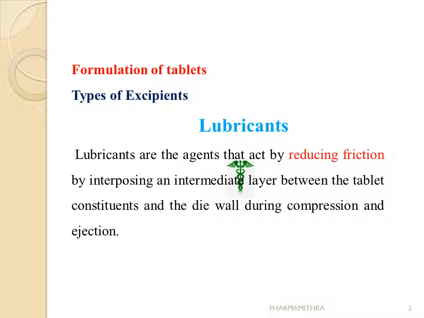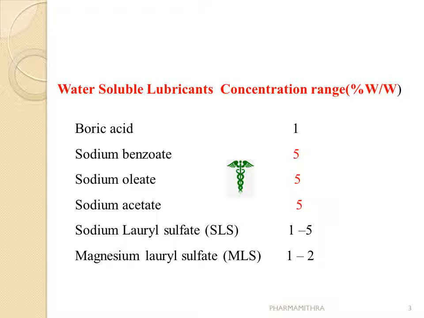So what are the best examples of lubricants? These are examples of water soluble lubricants. In competitive exams, you may be asked for the concentration. For example, what is the percentage of water soluble lubricant used, especially in the case of sodium benzoate? You want to mention the particular percentage among various options, so you need to know the concentration range.